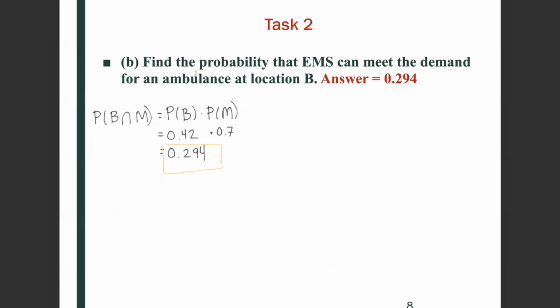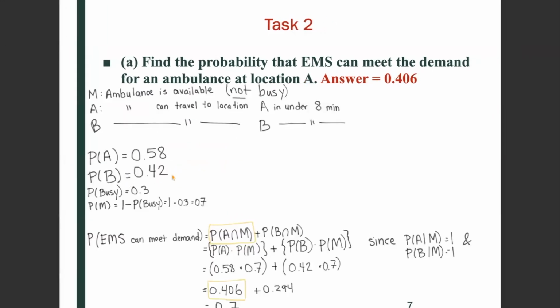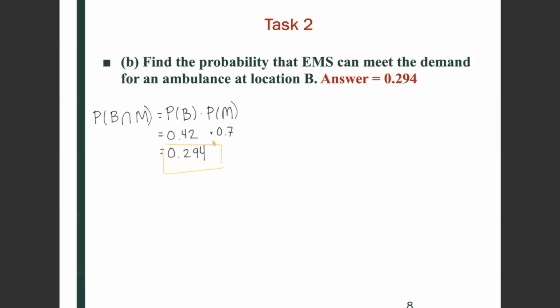Part B is finding the probability that an EMS can meet the demand for an ambulance at location B. So similar to what we just did, but here, however, we would be doing the probability of B intersect M, so that it's available and that it can travel to B in under 8 minutes. So here we have the probability of B is 0.42, and then we calculated M as 0.7, so you multiply those together and you get 0.94.